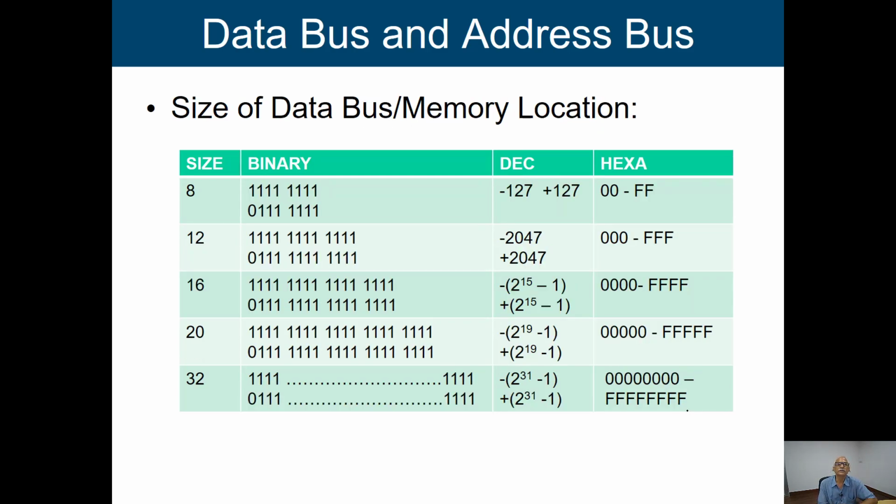Next one is the size of the data bus or memory location. So it is the same thing. If we are having, say, 8 bits of information, then what will happen? In case we are going to work with integers, we can go from minus 127 to plus 127. It is in sign magnitude form, but what will happen in 2's complement form? We know that it will go from minus 128 to plus 127. Okay, so these are the combinations.